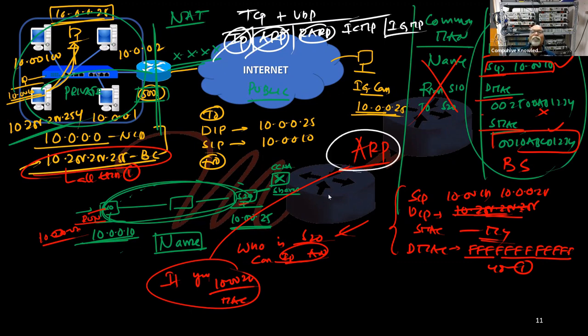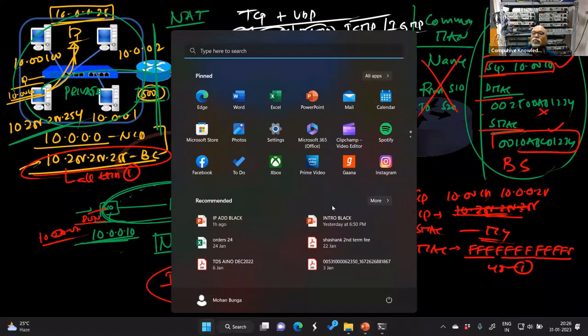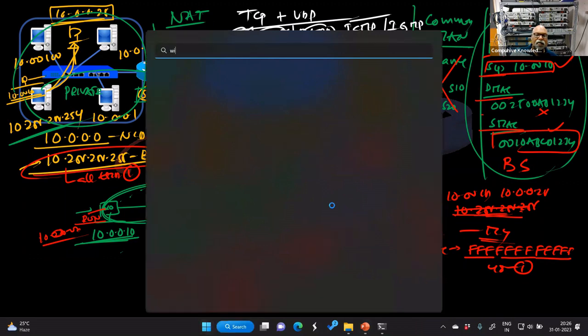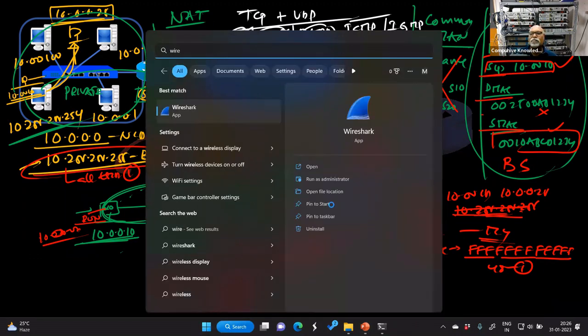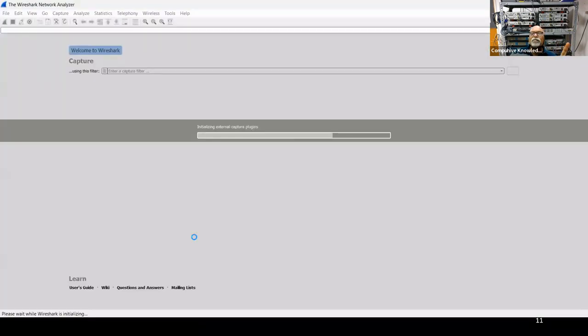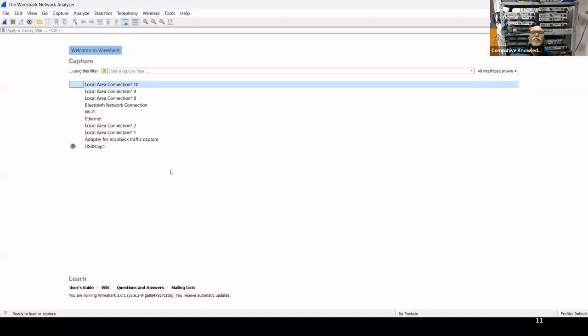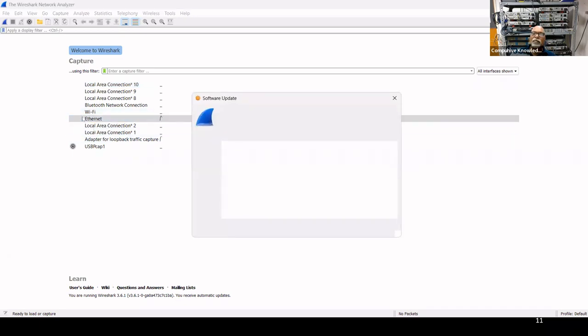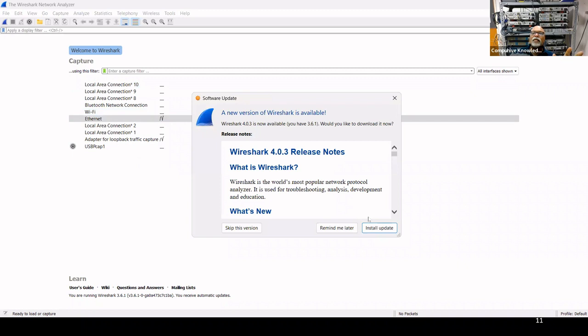ARP is a broadcast which says, if your IP address is so and so, can you tell me your MAC address? Just for fun, I'll show you. Don't even worry about it. You are too early for this. You are learning IP address, okay? Just for fun, I am showing you that. This fun should not confuse you. Remember that. Don't even bother. I mean, if you know, it's fine.